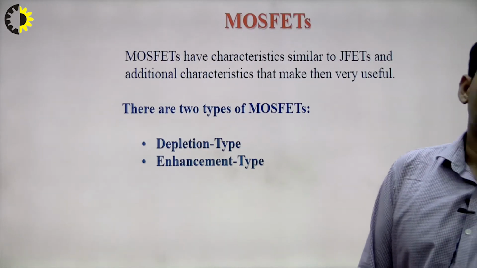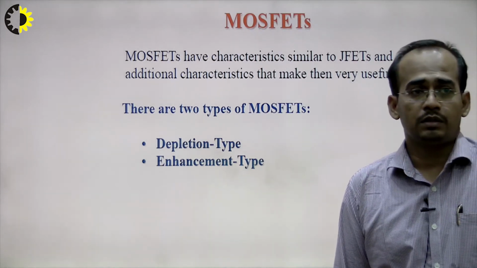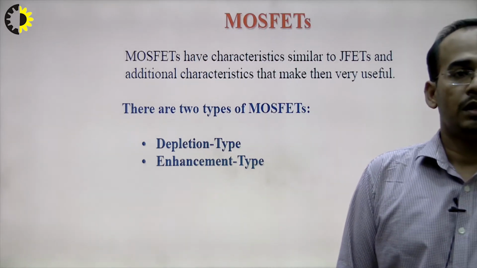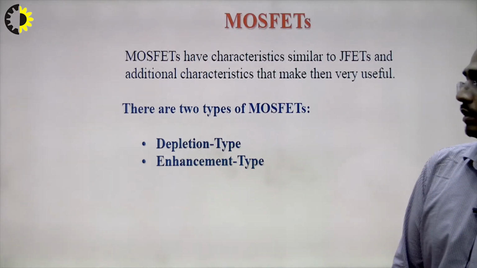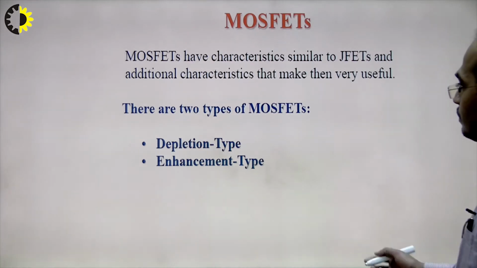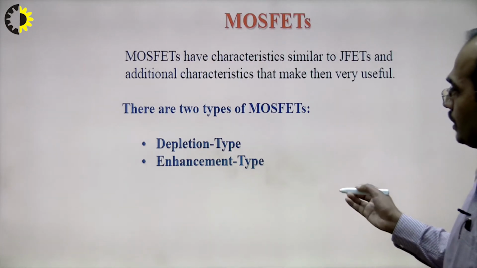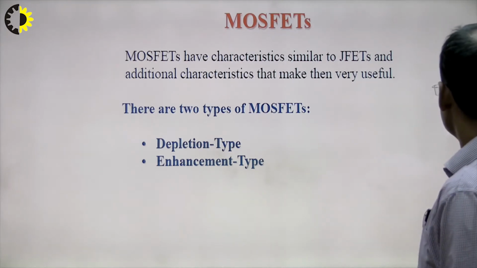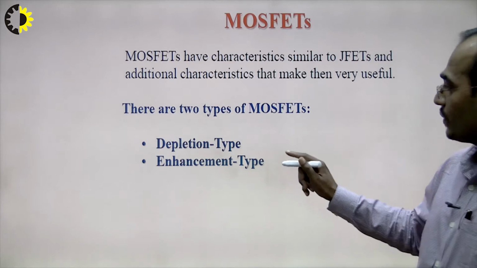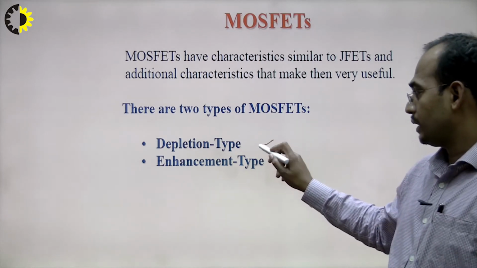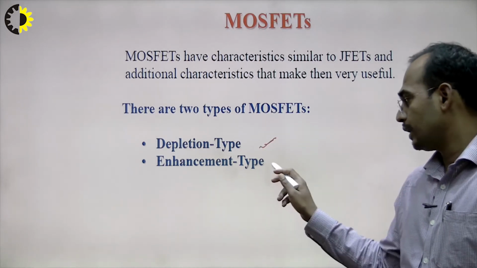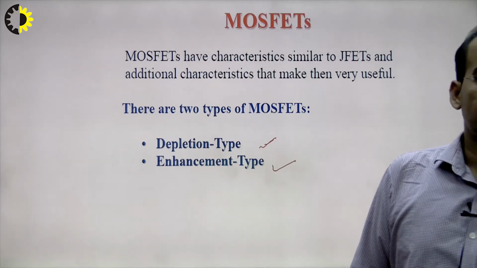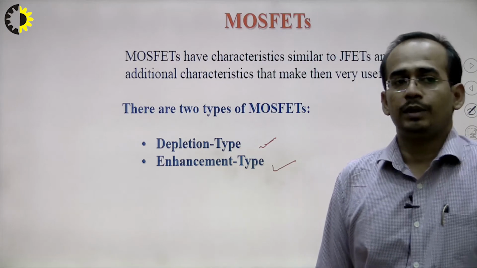MOSFET is quite similar to the junction field effect transistor, and it has some additional characteristics that make it very useful. There are two types of MOSFET. The first one is depletion type MOSFET and the second is enhancement type MOSFET. The depletion type MOSFET can work as both a depletion as well as an enhancement type MOSFET, but the enhancement type MOSFET cannot work as a depletion type MOSFET.